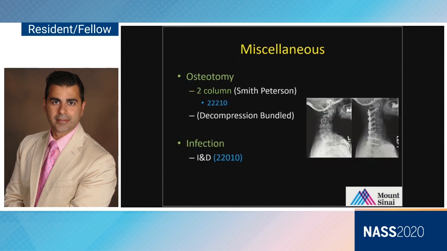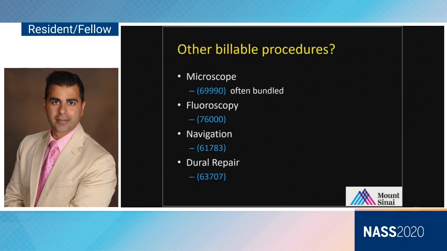You can also do osteotomies in the cervical spine, and that has its unique code of 22210. There's an I&D, or infection irrigation and debridement code in the cervical spine, which is listed below. There are some other billable procedures that you can code for.